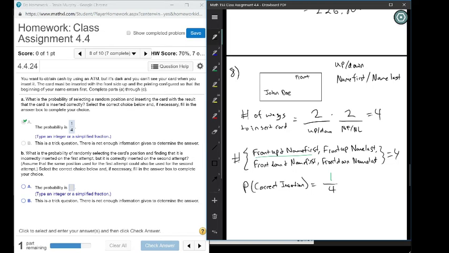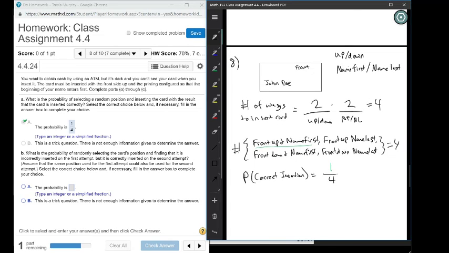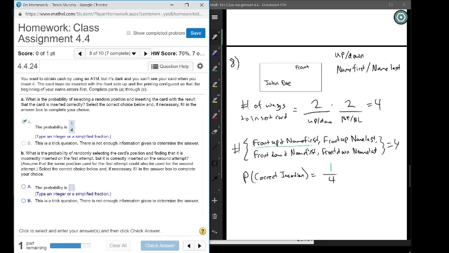What is the probability of randomly selecting the card's position and finding that it is incorrectly inserted on the first attempt, but is correctly inserted on the second attempt? So assume that the same position used for the first attempt could also be used for the second attempt. Well, assuming this statement, that means that they're independent events.